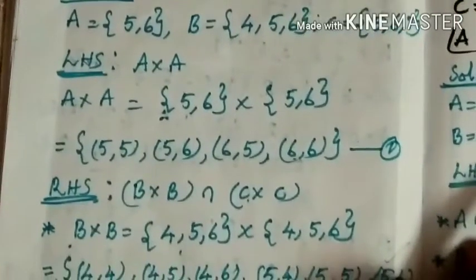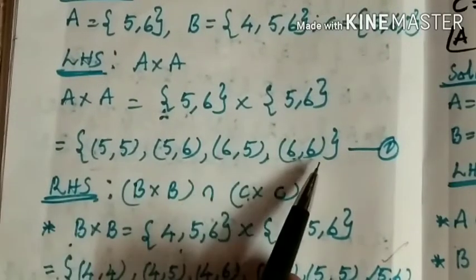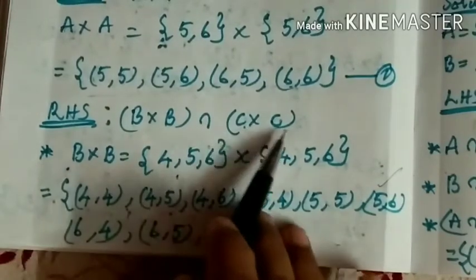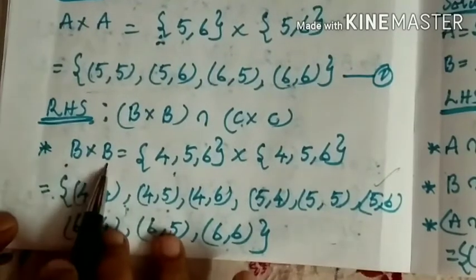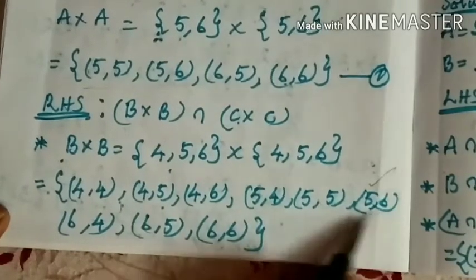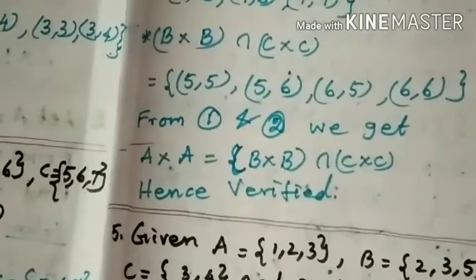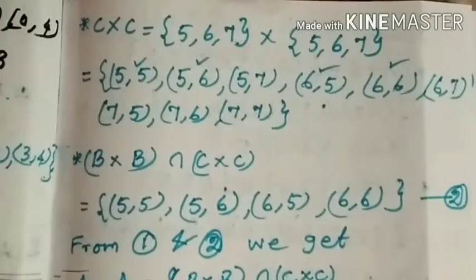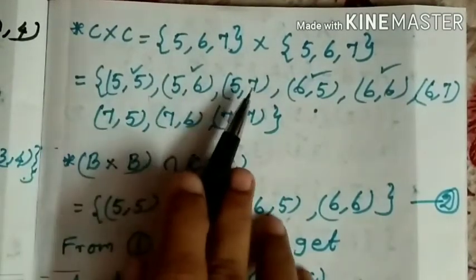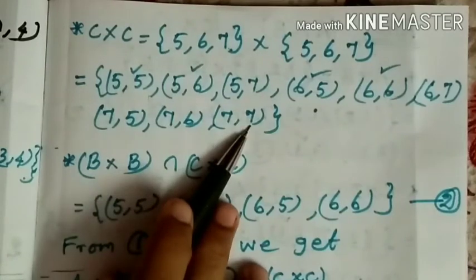So first you have to find the left hand side, A cross A ordered pairs: (5,5), (5,6), (6,5) and (6,6). Then the right hand side, B cross B intersect C cross C. First bracket, B cross B ordered pairs are (4,4), (4,5), (4,6), (5,4), (5,5), (5,6), (6,4), (6,5), (6,6). Then the next bracket term, C cross C, ordered pairs (5,5), (5,6), (5,7), (6,5), (6,6), (6,7), (7,5), (7,6), (7,7).